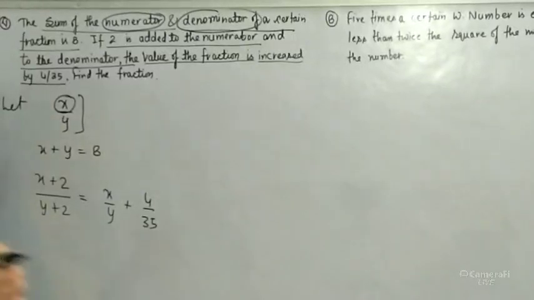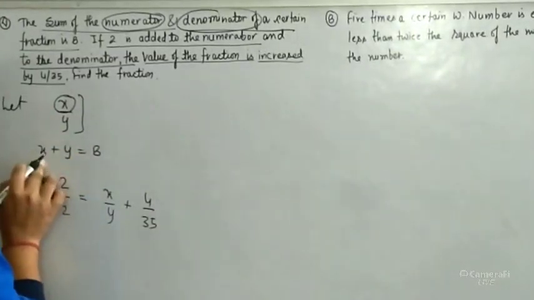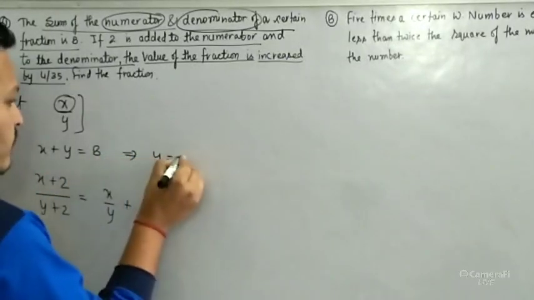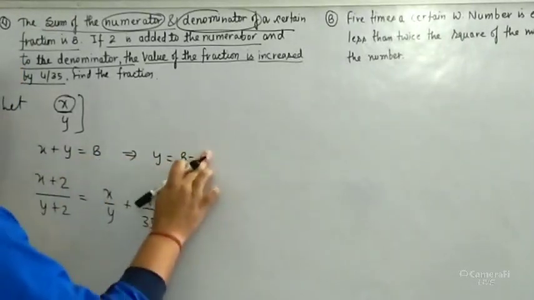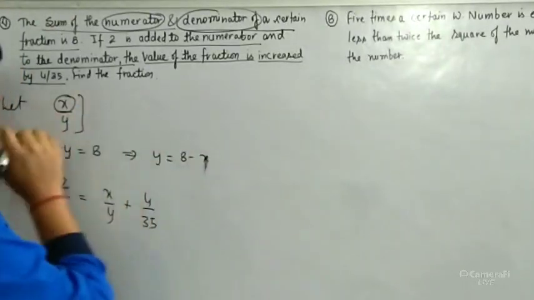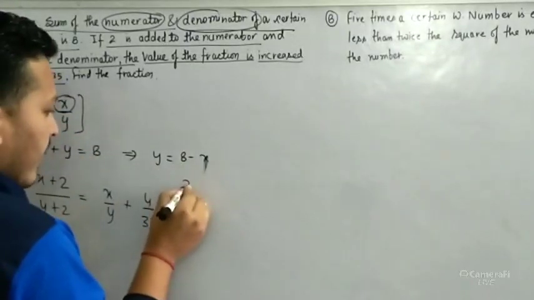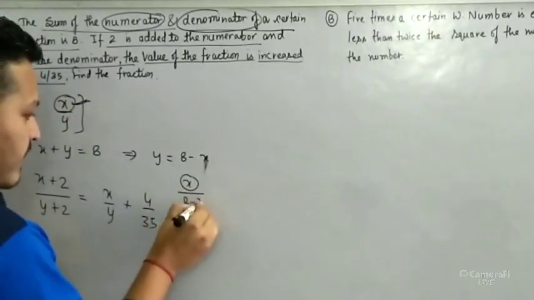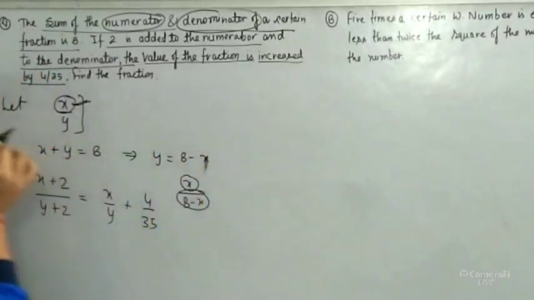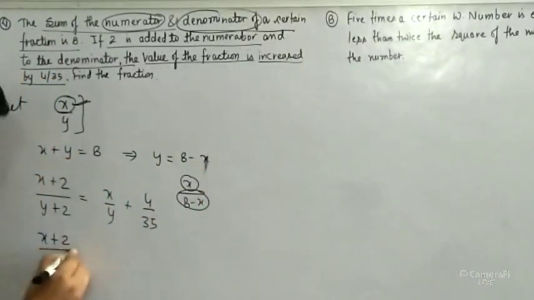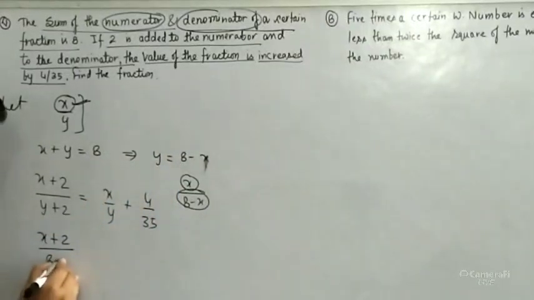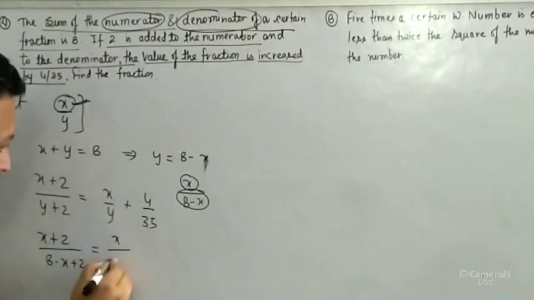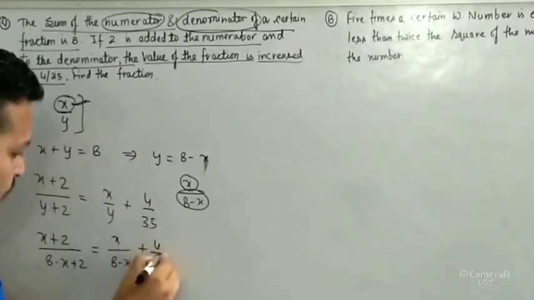So arrange all the variables in the form of a single variable. Here x plus y is equal to 8, so can we find the value of y? Y is equal to 8 minus x, where x is the numerator and y, 8 minus x, is the denominator. Substituting the value of y, x plus 2 upon 8 minus x plus 2 is equal to x upon 8 minus x plus 4 by 35.